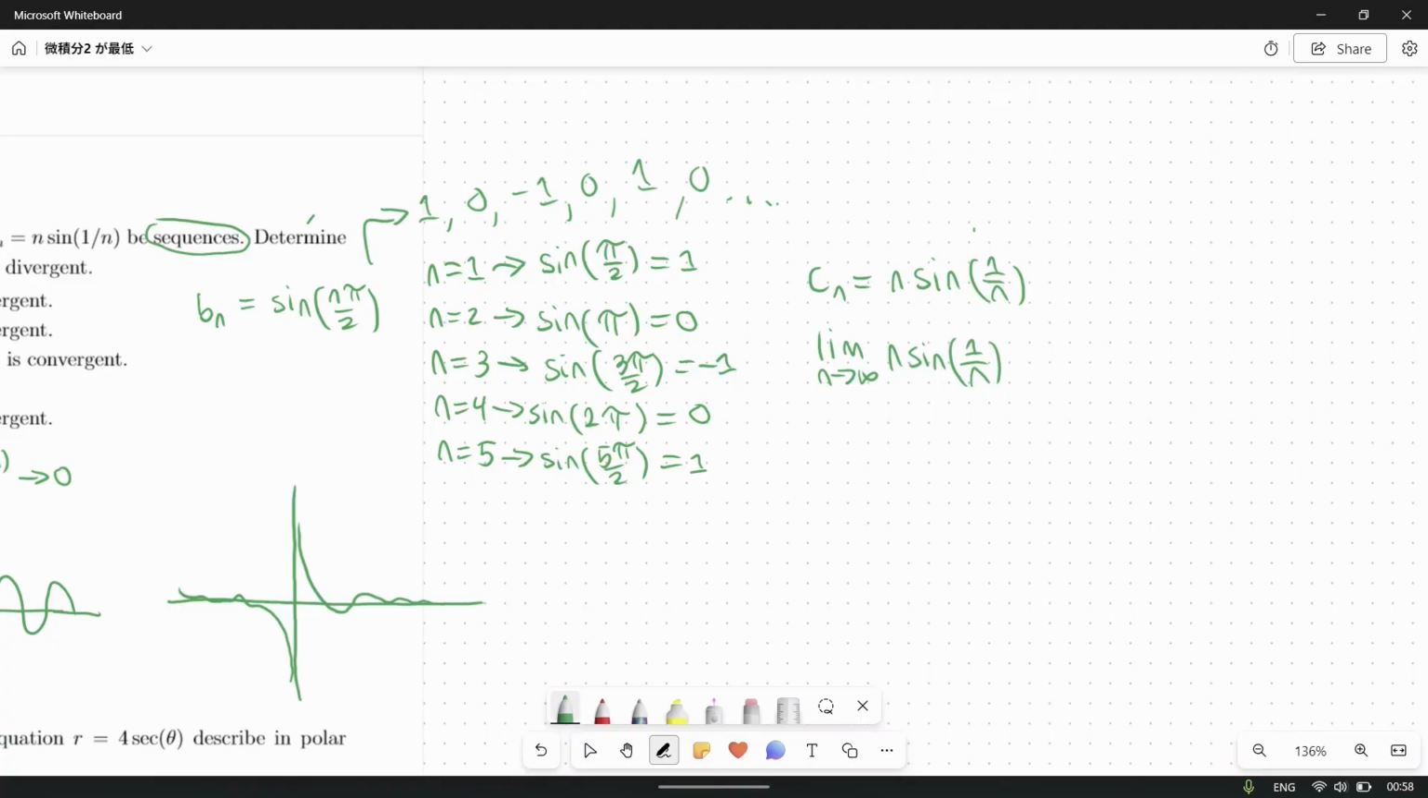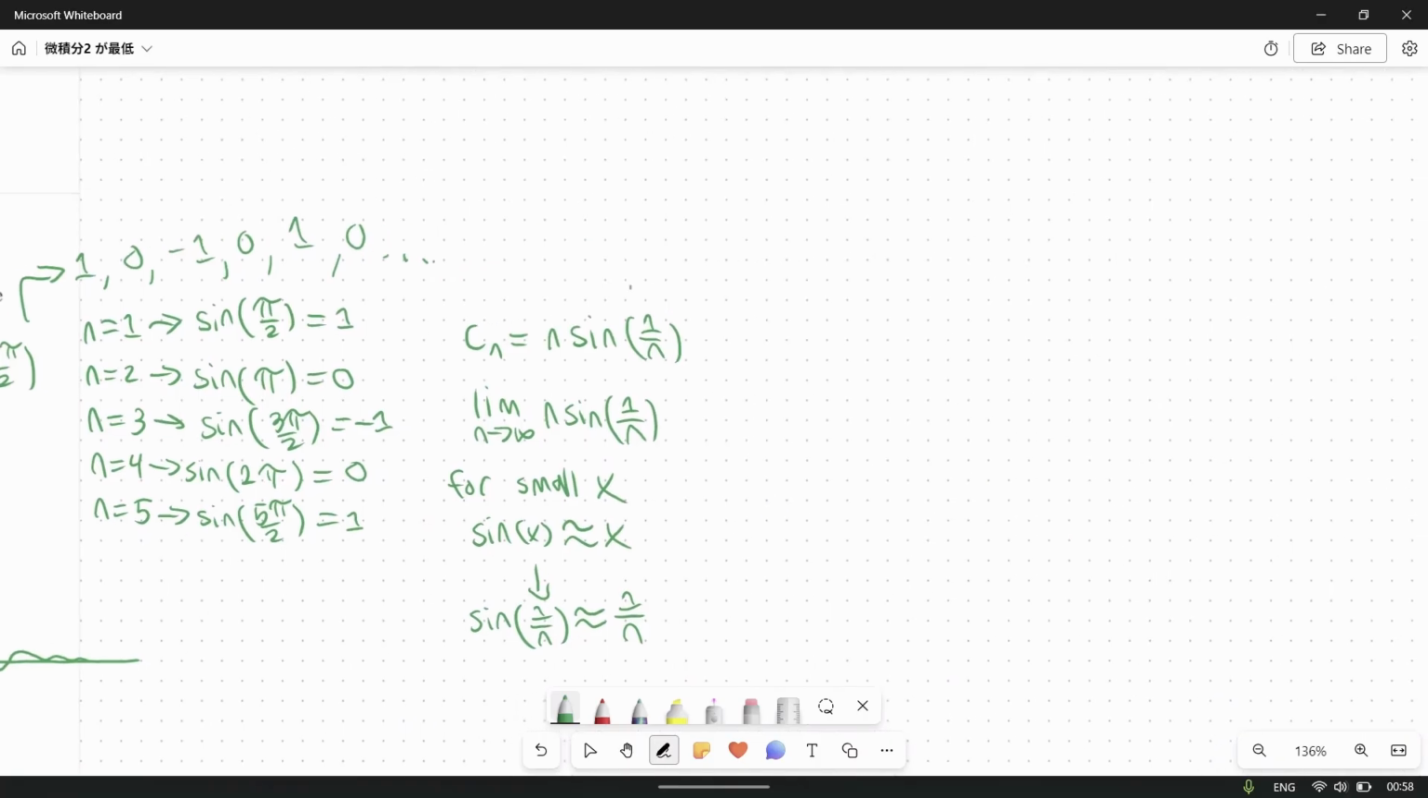So in the first case, let's just say some small x, some super tiny x, like 0.001 or whatever, we know that sine of x is going to be approximately equal to just x. And so with that in mind, sine of 1 over n is going to be approximately equal to 1 over n for some small x. And so then you can turn this into the illegal limit, where the limit as n approaches infinity is going to be equal to n times 1 over n, which just simplifies to 1.